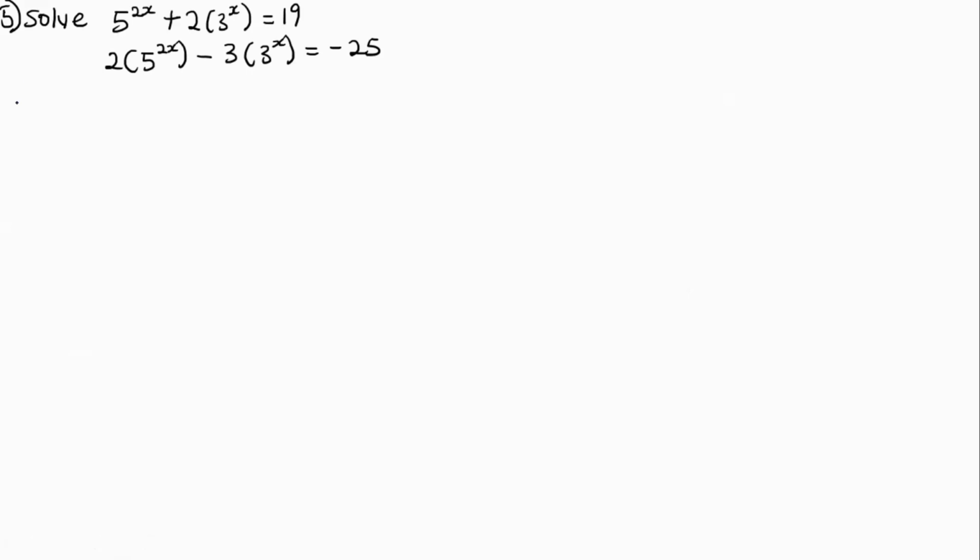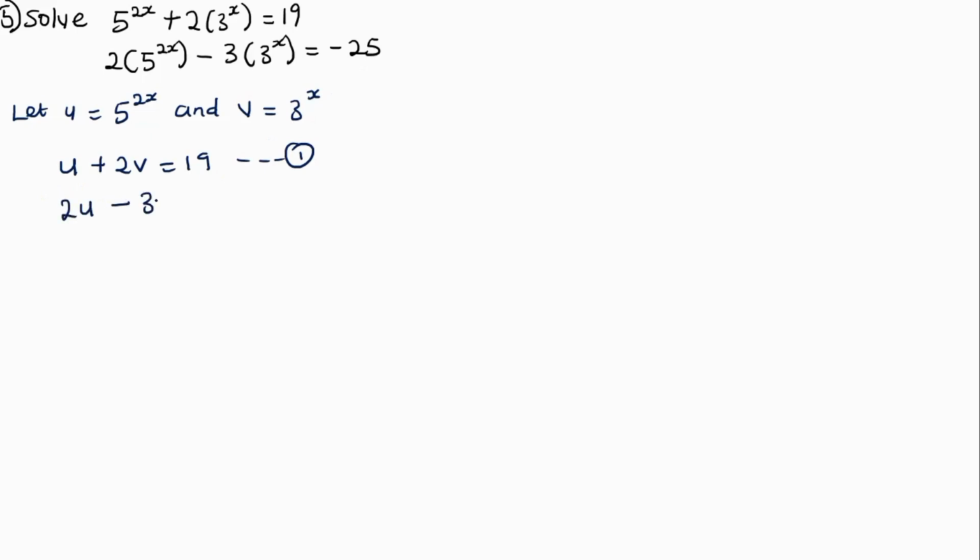So the first thing you want to do is say u is equal to 5 raised to the power of 2x and v is equal to 3 raised to the power of x. If we write this, we can easily rewrite the system of equations. The first equation can be written as u plus 2v is equal to 19, and we're going to call this equation 1. And the second equation can be written as 2u minus 3v is equal to minus 25, and we're going to call this equation 2.